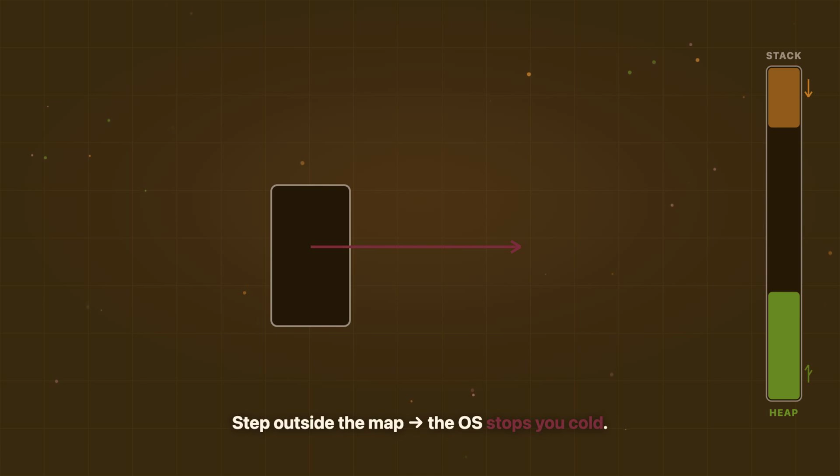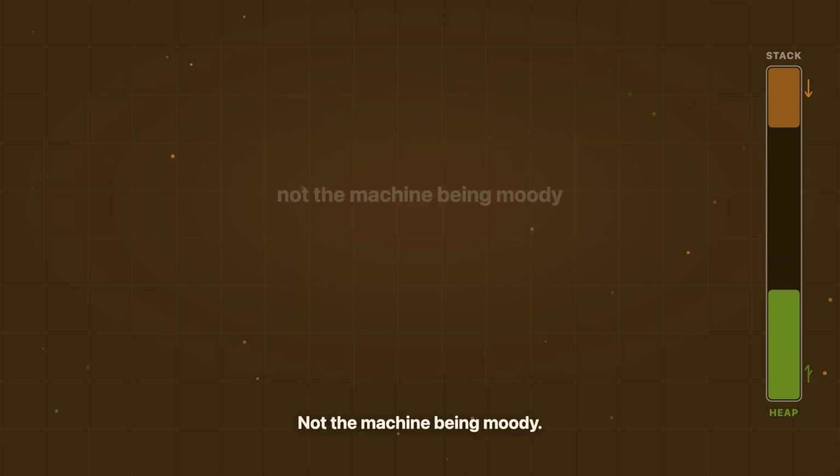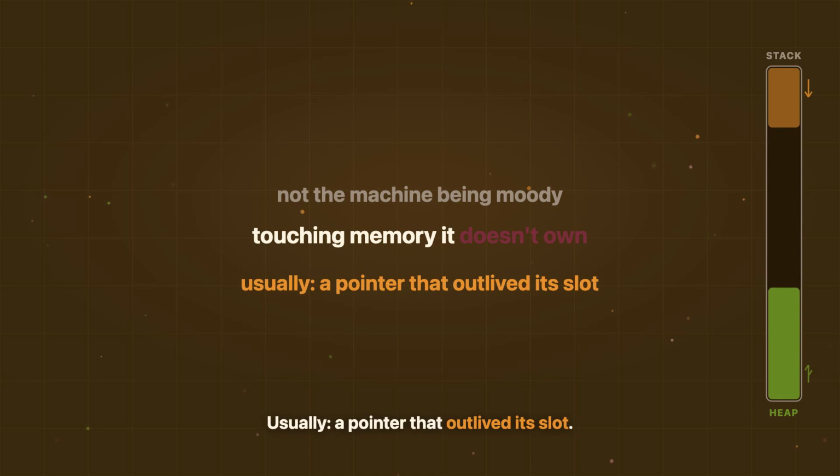Step outside the map entirely, and the operating system stops you cold. Segmentation fault. A seg fault is not the machine being moody. It's your program touching memory it doesn't own, usually through a pointer that outlived its slot.